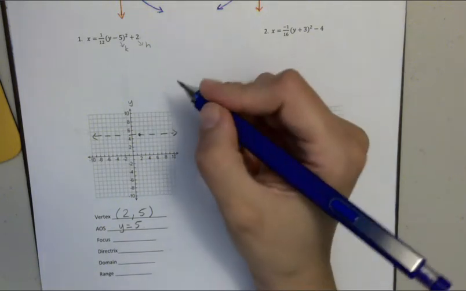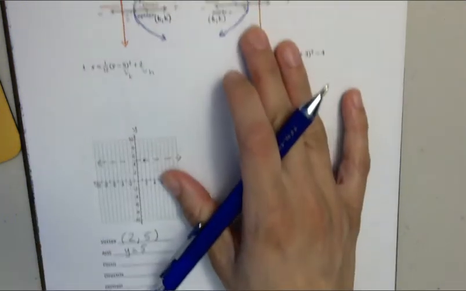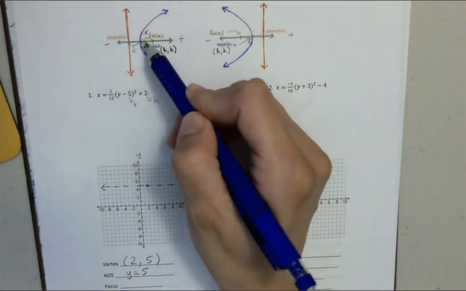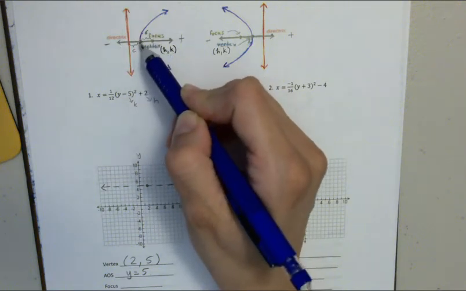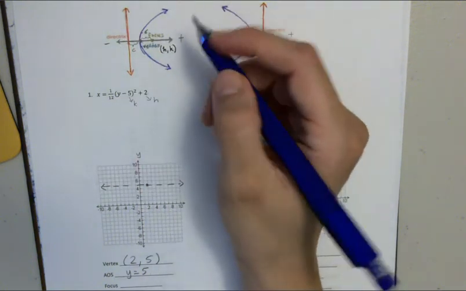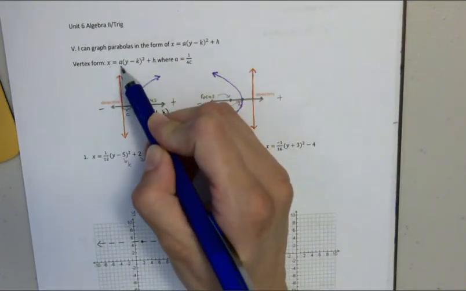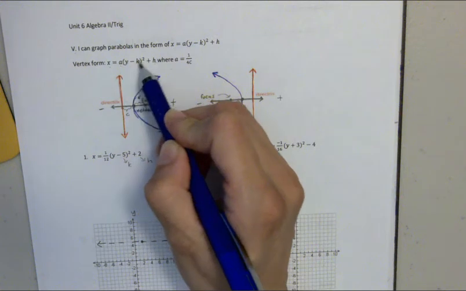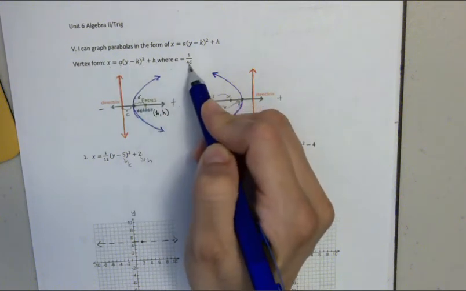So in order to find the focus and the directrix, we need to know that C value, because remember that C value is going to tell us how far away the focus is and how far away the directrix is from the vertex. So in order to find C, remember again, we have a similar equation. A is the coefficient of the quantity that's being squared, and A is equal to 1 over 4C.